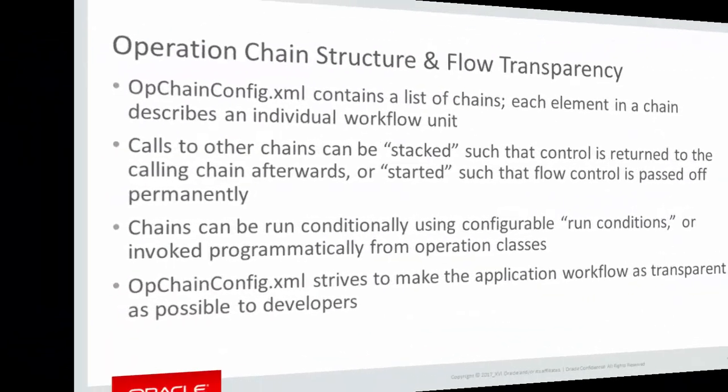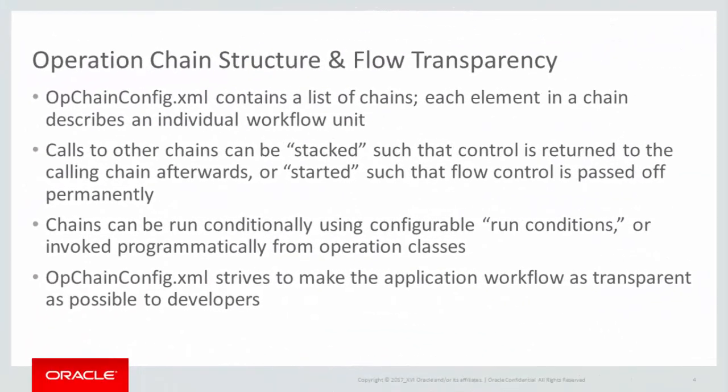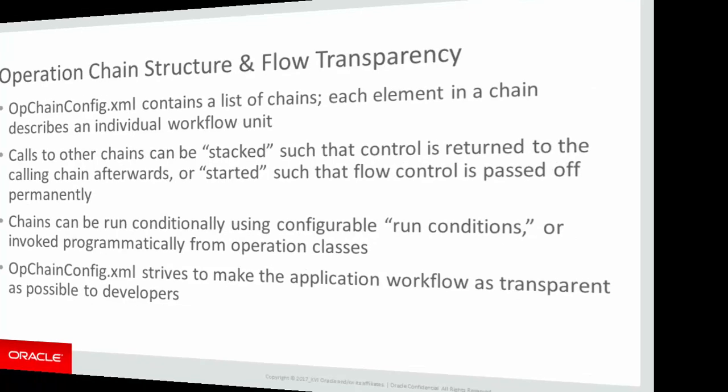So moving on to the next slide, OpChainConfig.xml contains a list of chains, as we already saw. Each element in the chain describes an individual workflow unit. Calls to other chains can be stacked, which is what we call the type of control that we pass off that will ultimately return control back to the calling chain, or started such that flow control is passed off permanently.